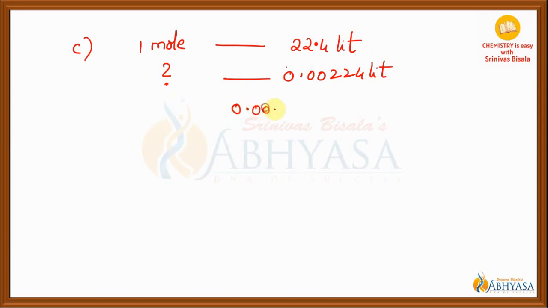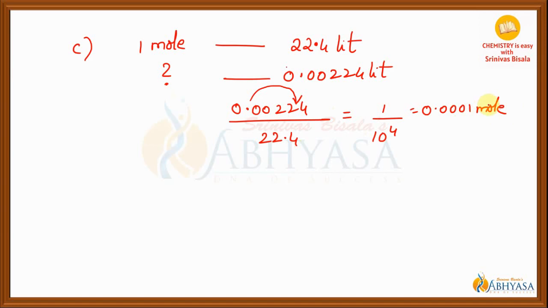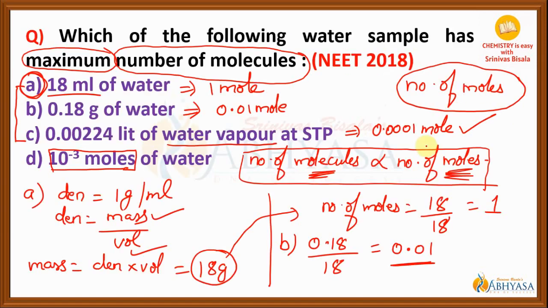It is 0.00224 divided by 22.4. To bring this decimal to this point, this should be multiplied by 10 power 4 and divided by 10 power 4. So finally we will get the answer as 1 by 10 power 4, that is 0.0001 mole. So for option C, the number of moles is 10 power minus 4 moles.